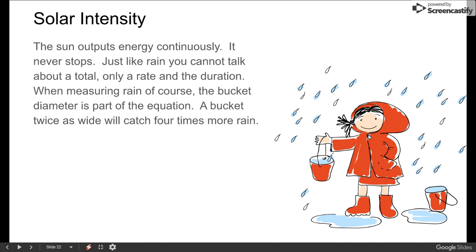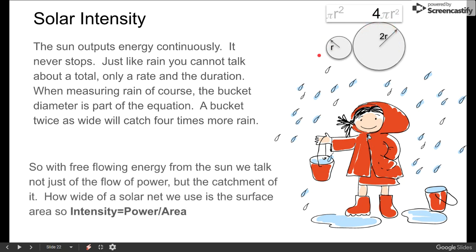When measuring rain, of course, the bucket diameter is part of the equation. A bucket twice as wide will catch 4 times more rain. Imagine 2 buckets, radius r and 2r. So the formulas are this, pi r squared and pi (2r) squared. We expand this, we get pi 4r squared. The only difference between these two areas is that number 4. Pi r squared, 4 pi r squared. Twice as big bucket collects 4 times as much rain.